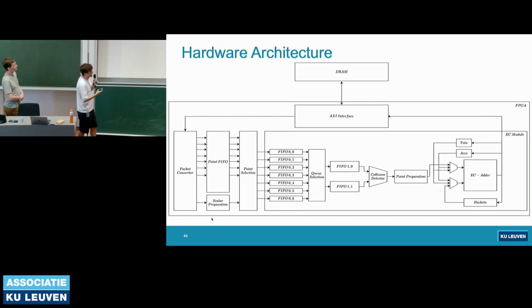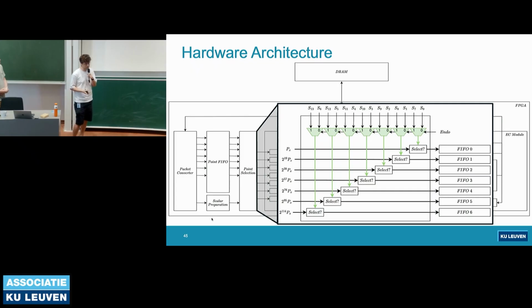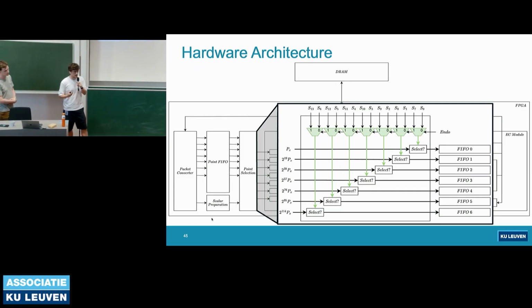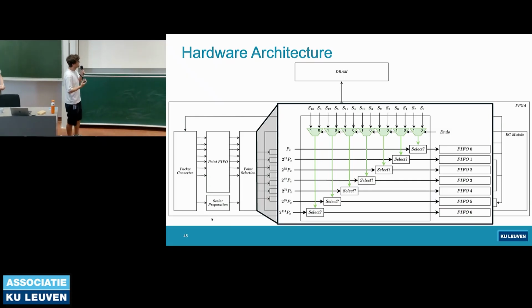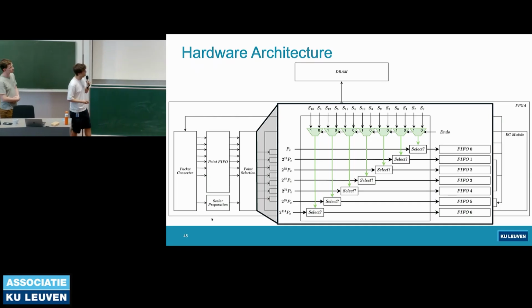Then the 7 points and all the subscalars go to the point selection module, and this is the point where we implemented our iterative MSM technique. And here we will select, depending on the scalar that is coming in, do we need this point in this iteration or not? If we don't need this point, we just throw it away. We don't store it in the next FIFO.